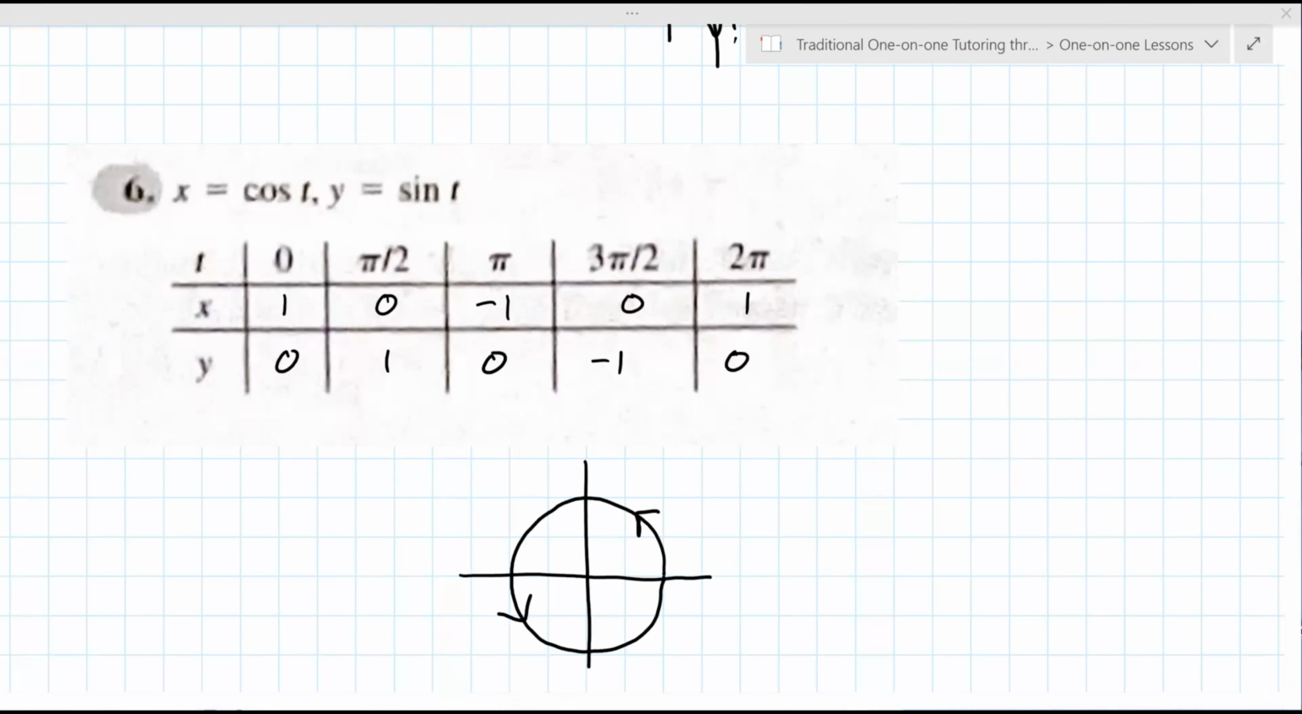All right, so we can go to 11 now, I guess. Yeah. 11.